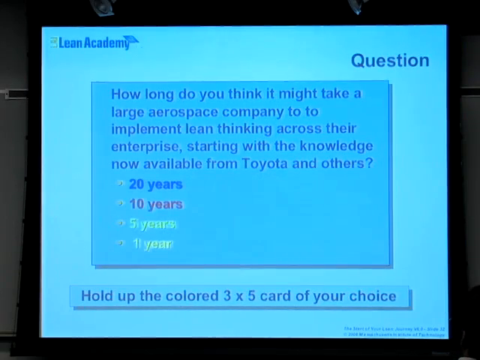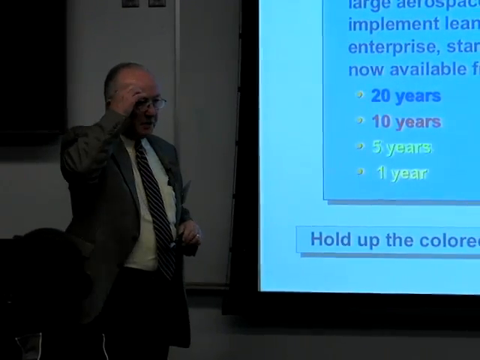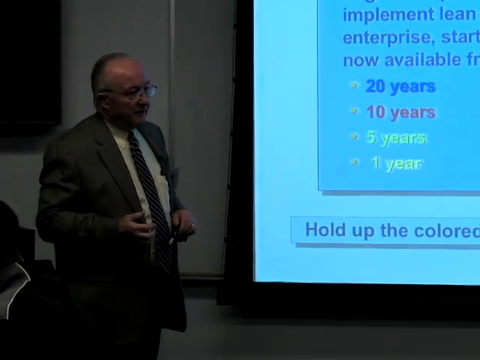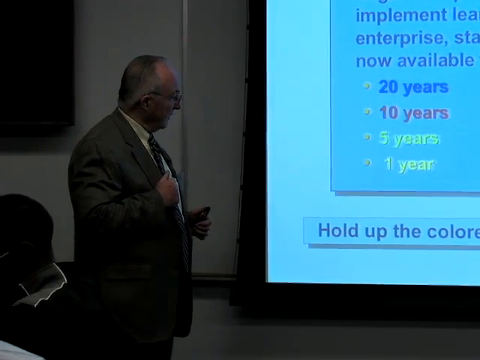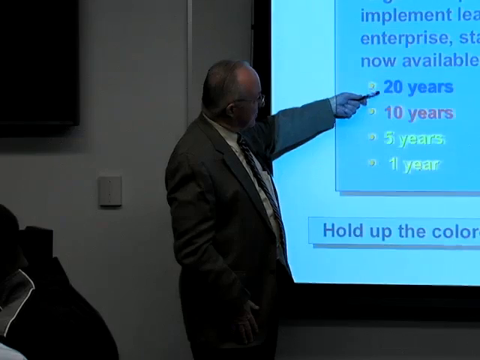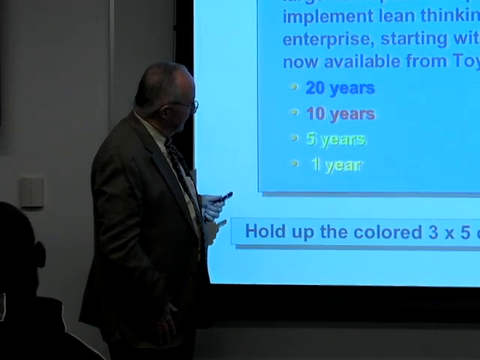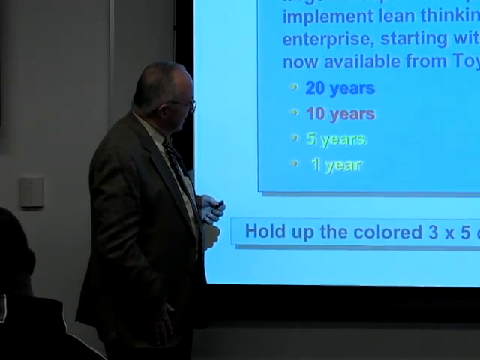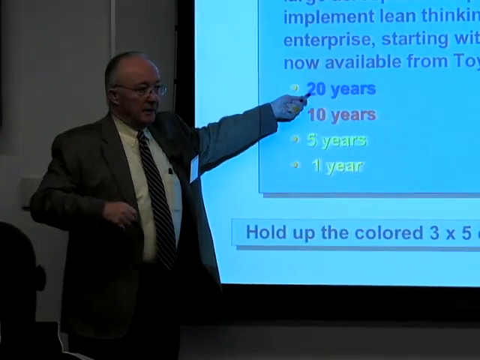So how long do you think it might take a large aerospace company to implement lean thinking across their enterprise, starting with the knowledge now available? So in your folders, you got some colored cards. I think they're 3x5 cards. How long do you think it would take? There's a blue card for 20 years, a red card for 10, green for 5, and yellow. How long do you think it would take a large aerospace company to implement lean across their enterprise? Just hold up the card. Okay, you can hold them up.